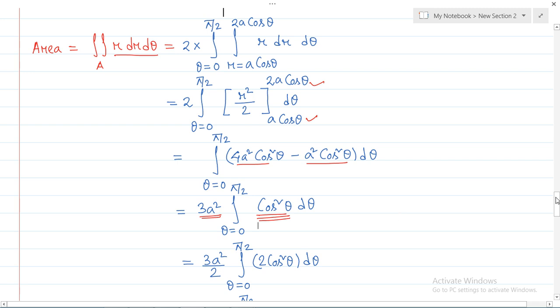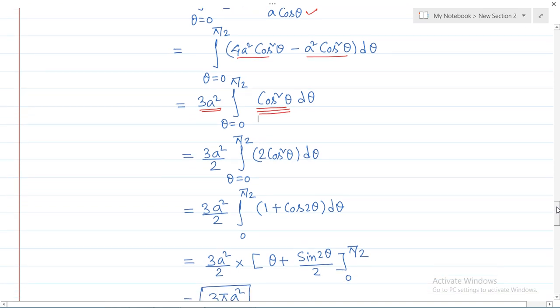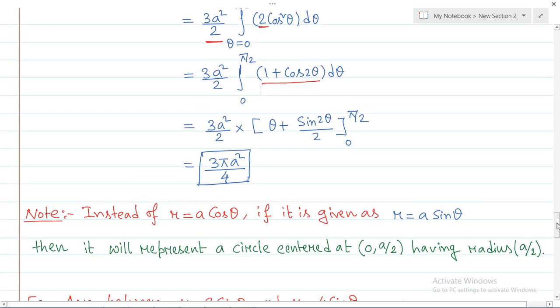To integrate cos square theta, we have to make it into the cos 2 theta structure, that is the double angle structure. To adjust it, I have divided by 2 and multiplied with 2 inside. Now 2 cos square theta formula is 1 plus cos 2 theta. After taking 1 plus cos 2 theta, we can simply integrate it and the result is theta plus sin 2 theta upon 2. The limit is 0 to pi by 2. Whenever we substitute, the result is 3 by 4 pi a square.